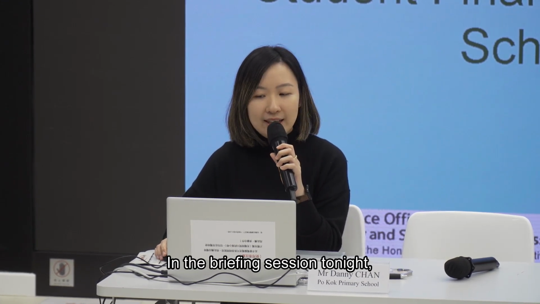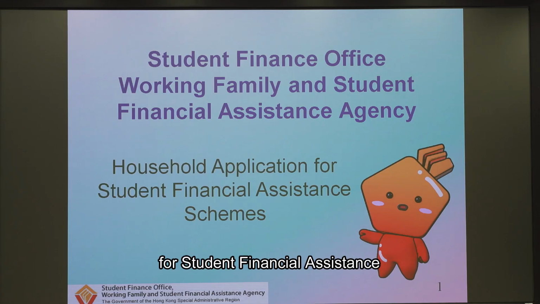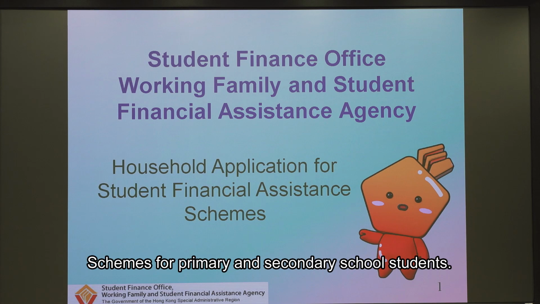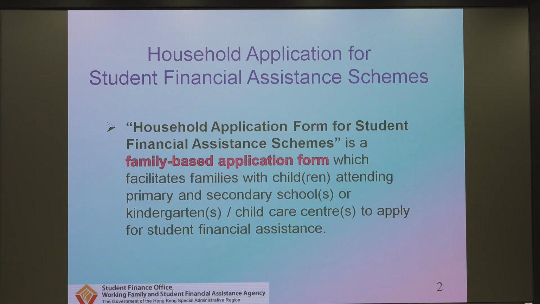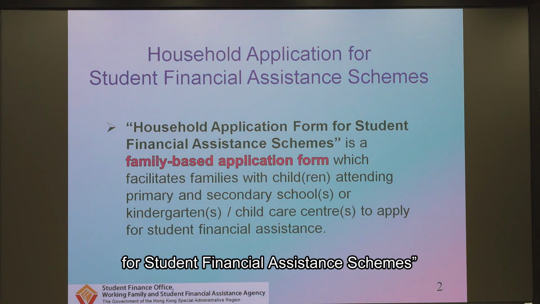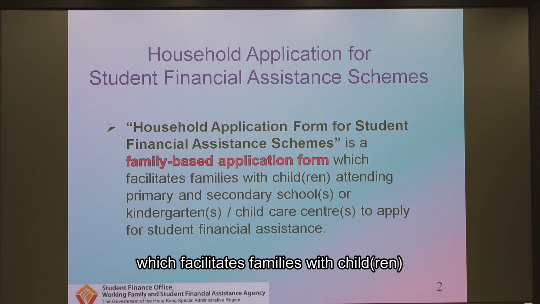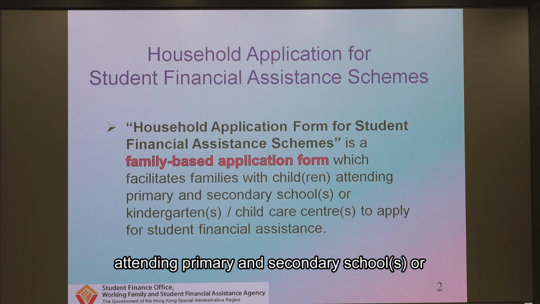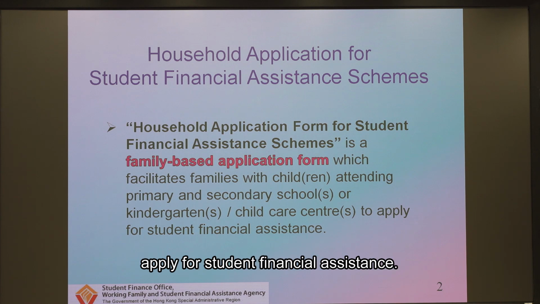In the briefing session tonight, we are going to provide some information regarding the household applications for student financial assistance schemes for primary and secondary school students. The household application form for student financial assistance scheme is a family-based application form which facilitates families with children attending primary and secondary schools or kindergartens or childcare centers to apply for student financial assistance.